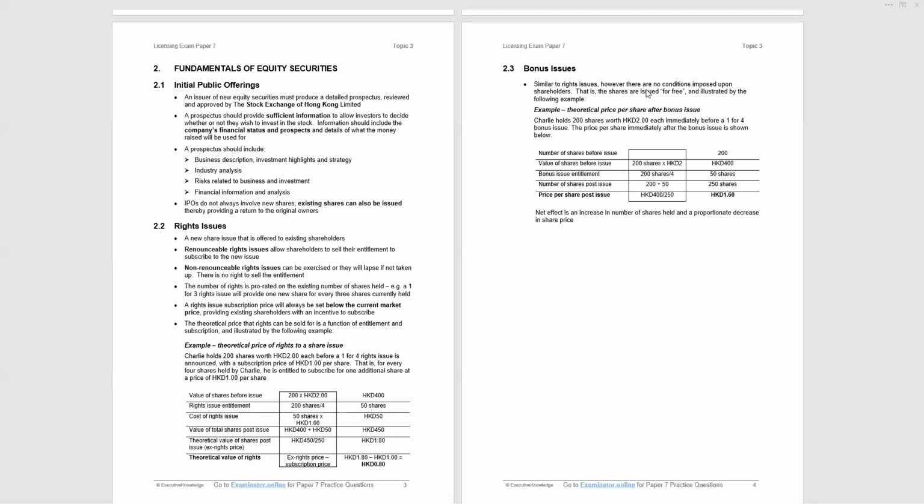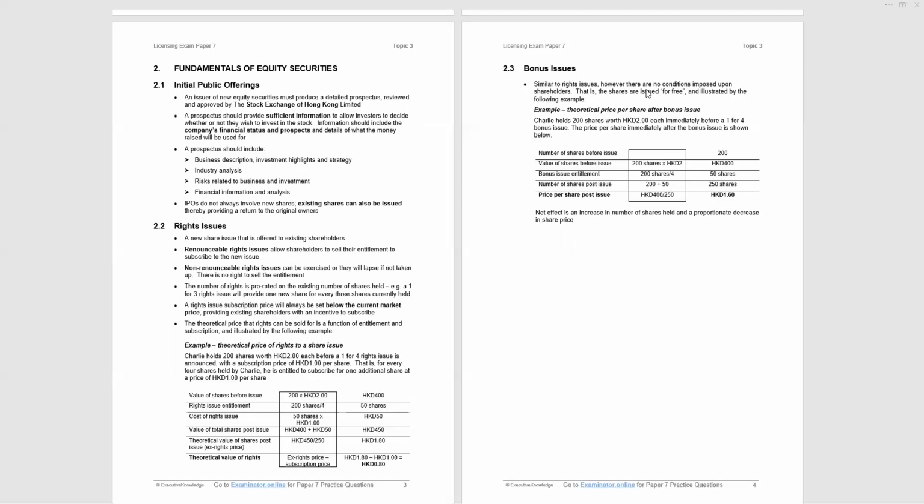The last bullet point under section 2.1, IPOs do not always involve new shares being issued. It could be existing shares, and that would be in a situation where the original founders, owners of the business, take the company to market and they are selling their own shares. Nice way for owners to monetize their involvement in the company.